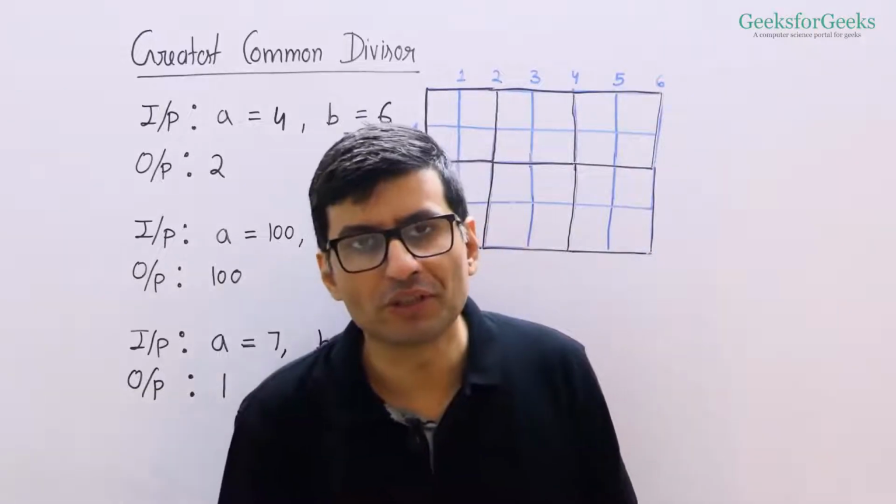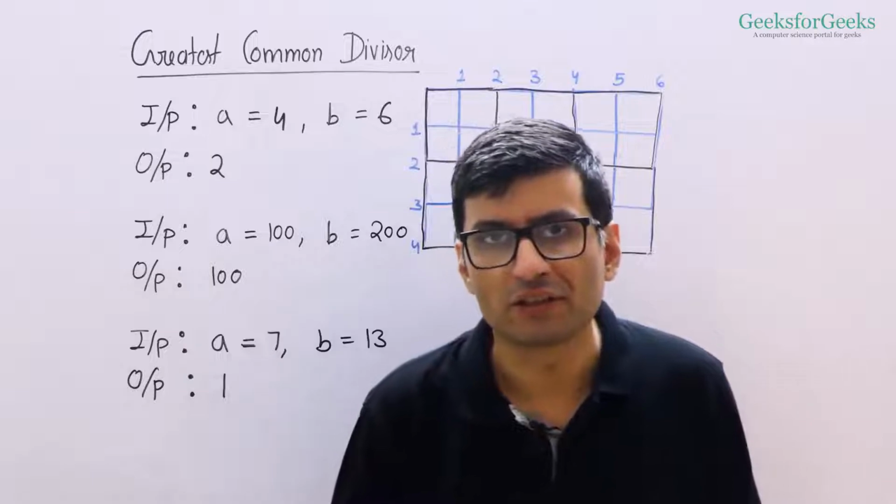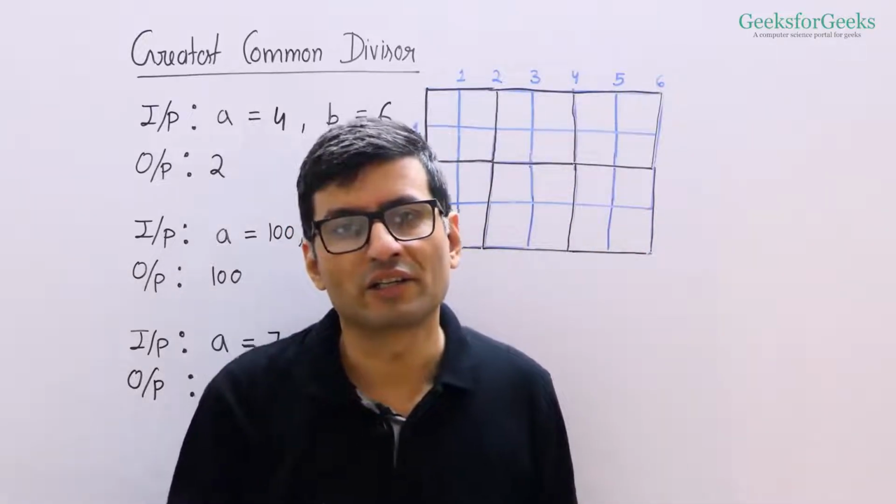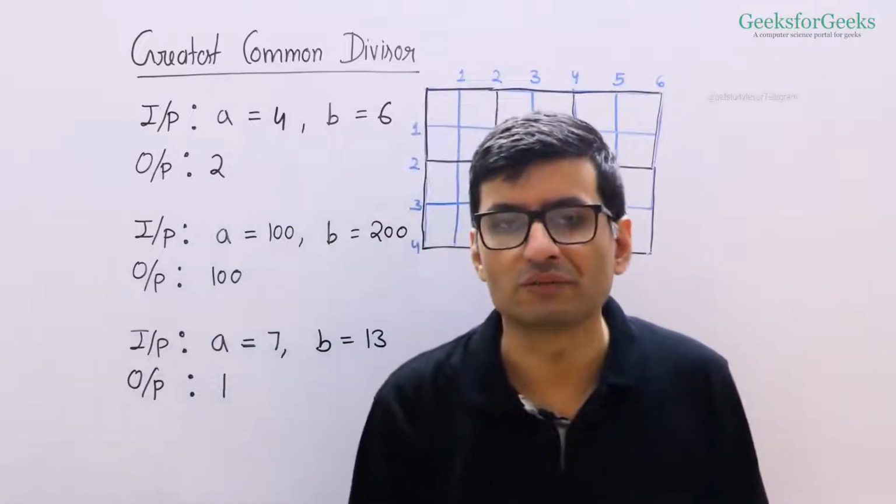Now please pause this video and try to write down a function that takes two numbers a and b as arguments and returns the greatest common divisor of these two numbers.